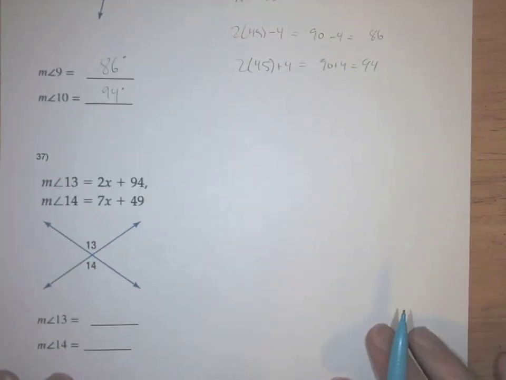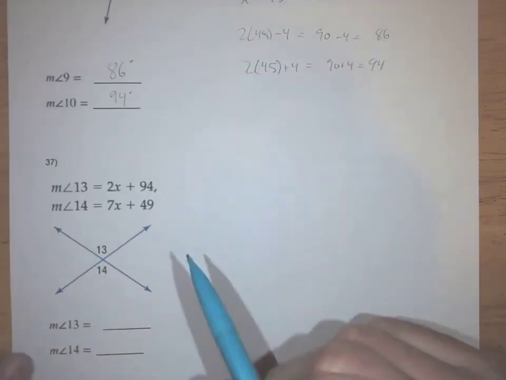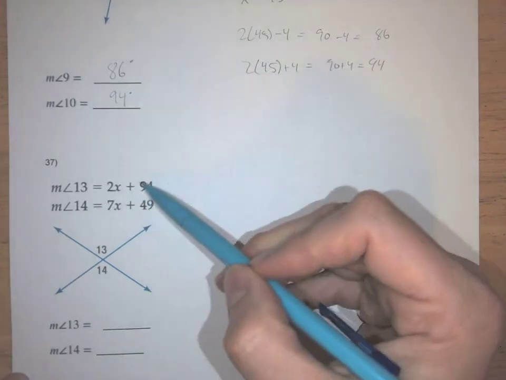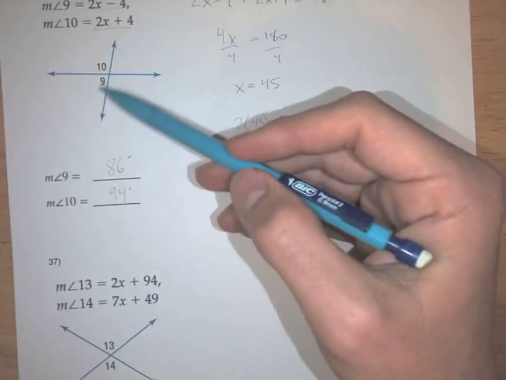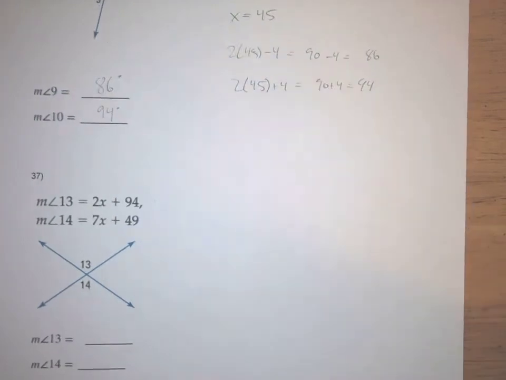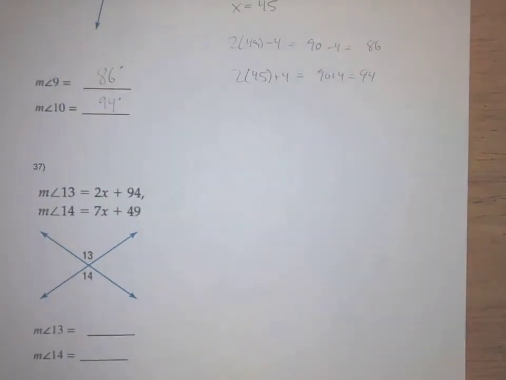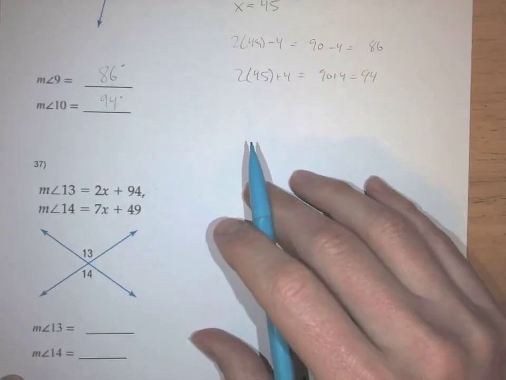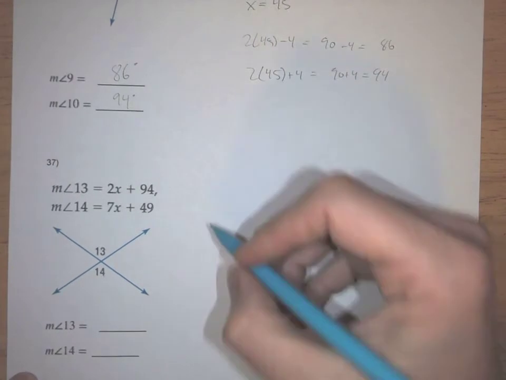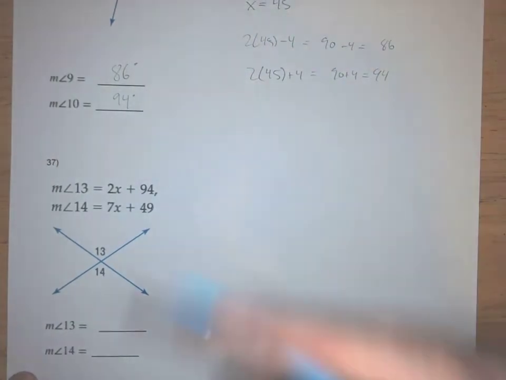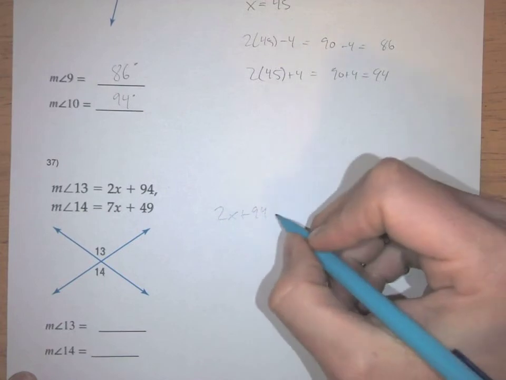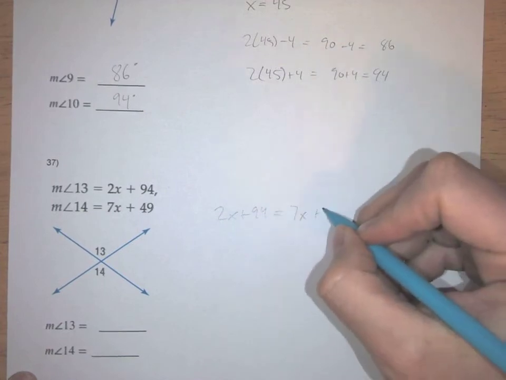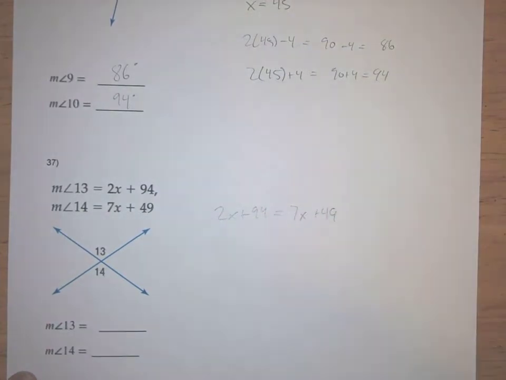In problem number 37, we have a kind of similar setup, except these two angles aren't linear pairs like they were up here. The relationship between these two angles is that they're vertical angles. And what we know about vertical angles is that they are congruent, which means their measures are the same. So instead of adding them and making it equal 180, in this case, we're going to set them equal to each other. It all depends on the figure and what kind of relationship these angles have.